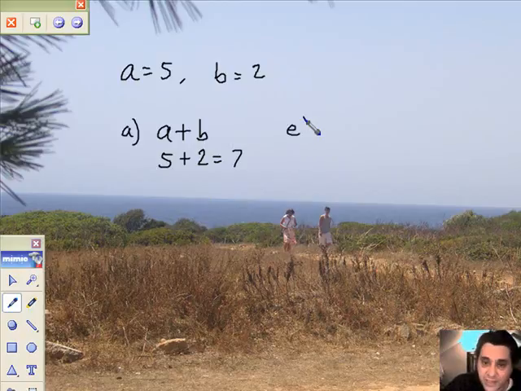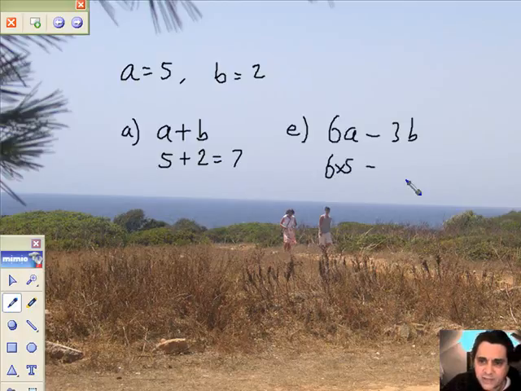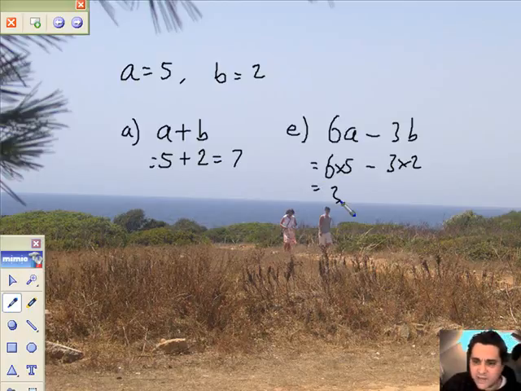So I'm going to do 1E now, and that says 6 lots of A minus 3 lots of B. Well, that means 6 times 5. Minus means minus. 3 times B means 3 times 2. Let's do my next step. Better put the equals there as well. 6 5's 30. 3 2's are 6.